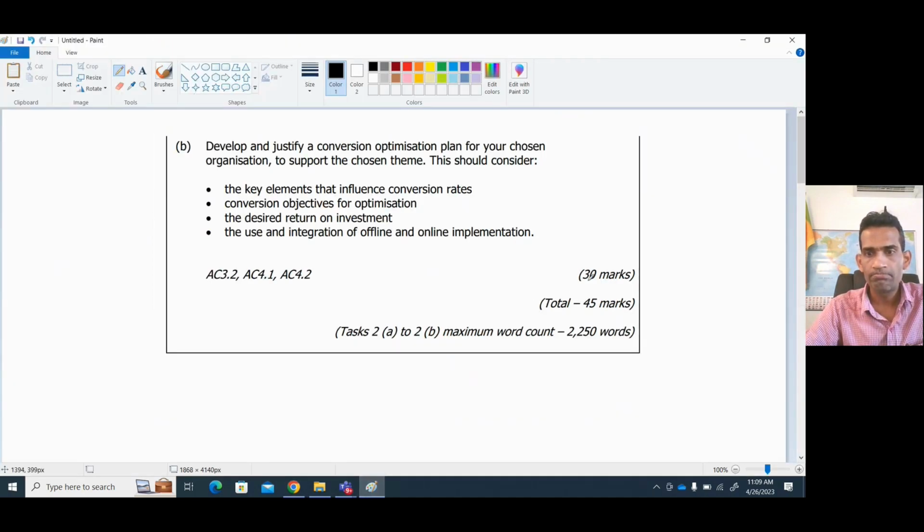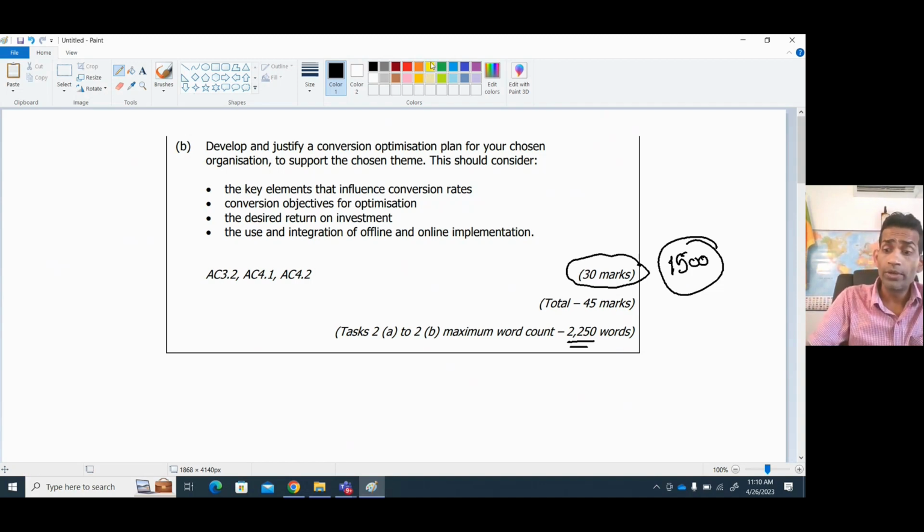Of course, 30 marks are allocated here. You can see a total of 30 marks allocated. There are 2,250 words for the whole task, which means task 2 part A and B. For this task, they are giving 1,500 words for you to build your answer. You need to make sure that you stick to the given resources. Don't overutilize the resources, because you are not supposed to, and then you will lose marks. So stick to whatever the given resources, then it will be better.